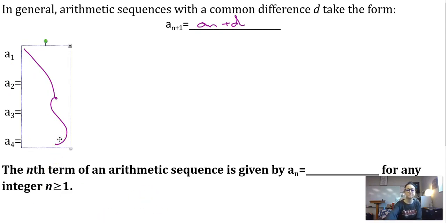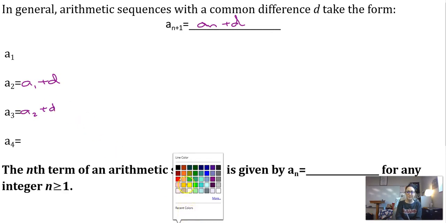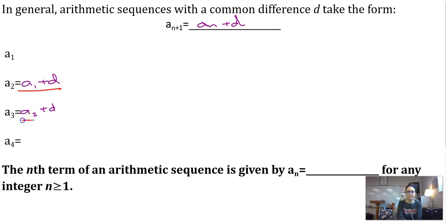All right, so a sub 1 is just a sub 1. a sub 2 would be the previous term, which would be a sub 1 plus d, right? a sub 3 would be the previous term, a sub 2, plus d. However, I know what a sub 2 is. It was the first term plus d, right?